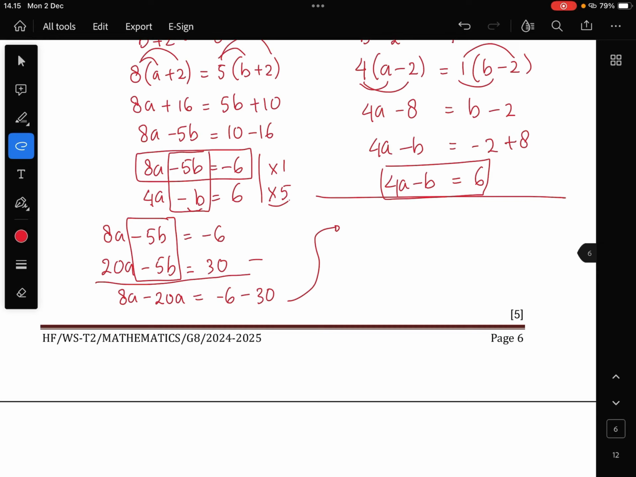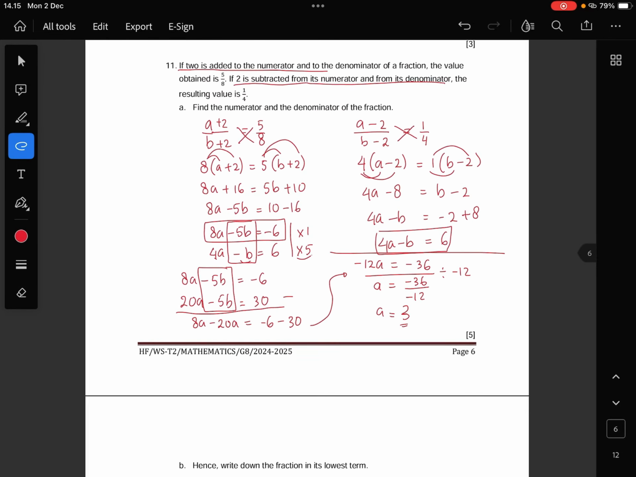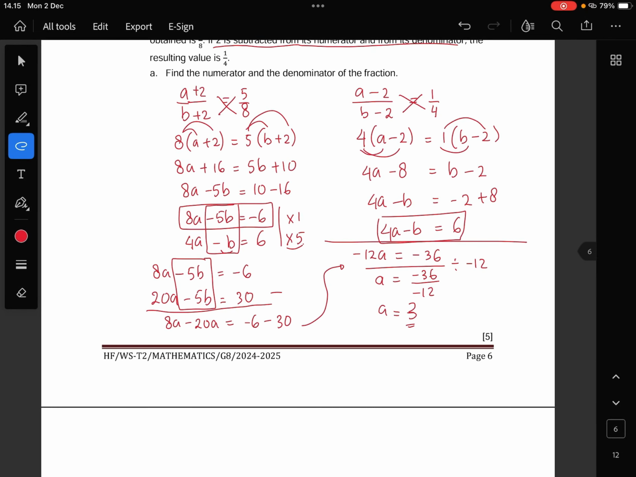Okay, so 8a minus 20a is basically negative 12a equals negative 36. Divide by negative 12, so you have a equals negative 36 divided by negative 12, which is going to be positive 3. A is positive 3, but we need to find b as well, right? We need to find the numerator and denominator. A is the numerator.